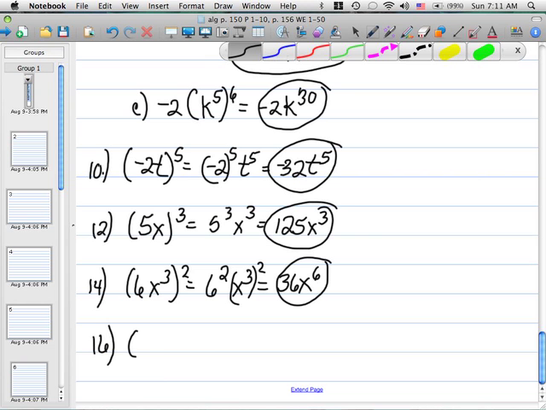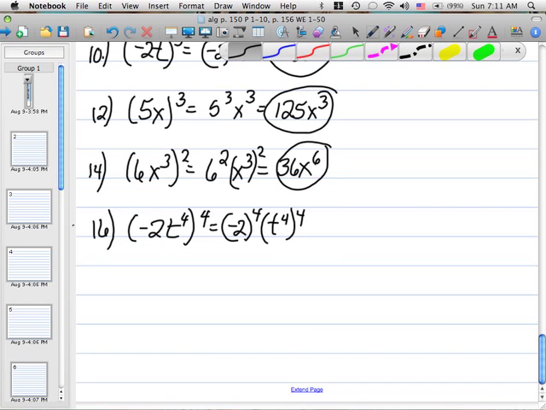Problem 16, we have the quantity negative 2t to the 4th taken to the 4th power. So that's negative 2 to the 4th power times t to the 4th power taken to the 4th power. 2 to the 4th power is 2 times 2 times 2 times 2, which is 16, and there's 4 negatives, so that's positive 16. And then multiply your exponents since you're taking a power of a power. That's t to the 16th, 4 times 4.